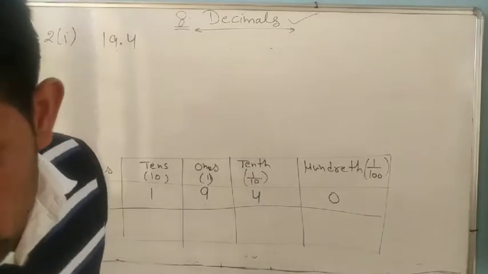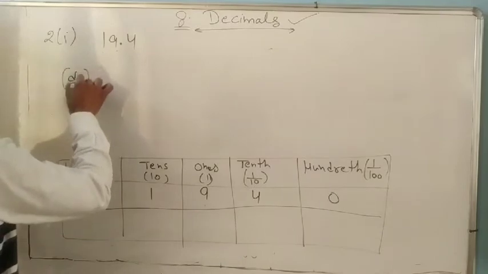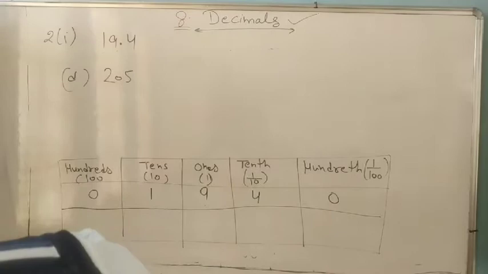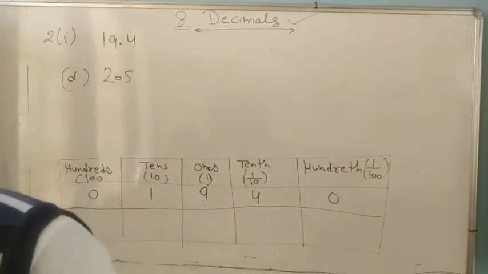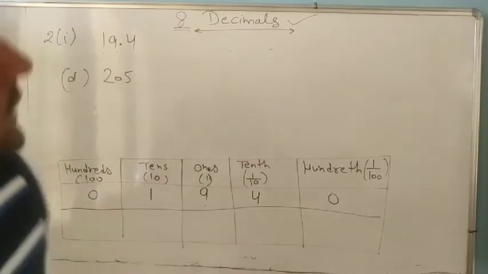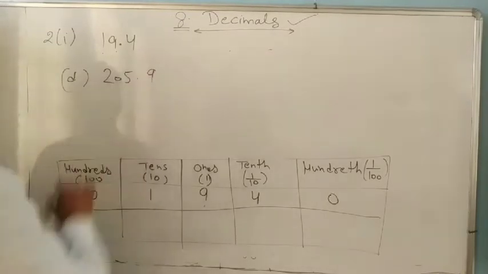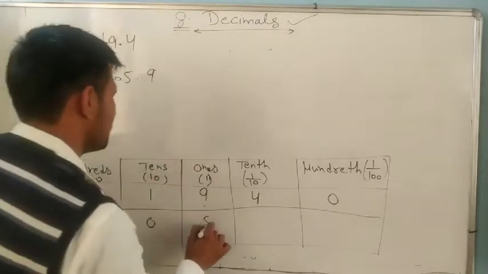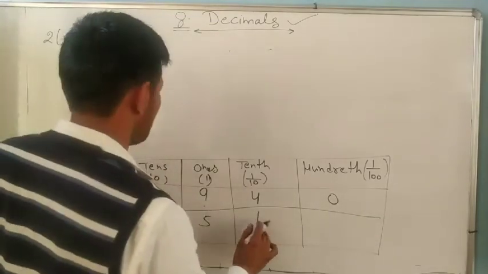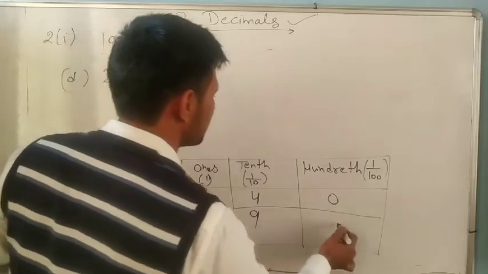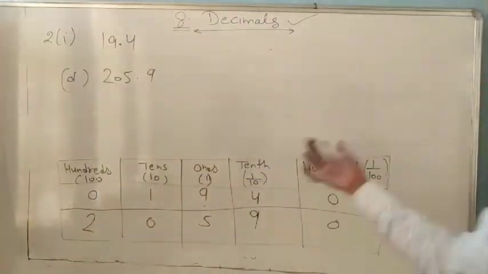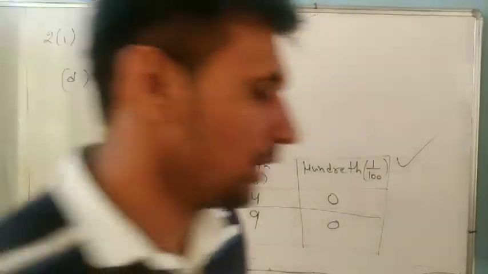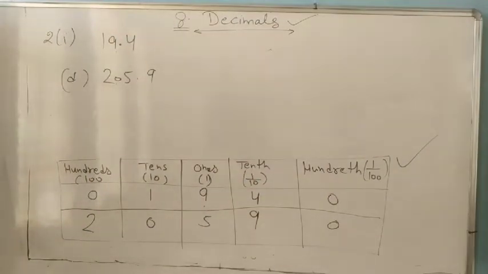And next is one more D part. 205 point, any number is given, 9 is given I think. One second. Yes, it is given 205.9. So we have to show 100 2, tens 0, ones 5. Now 10th is 9 and 100th not given. It is 0. You can write. So it is a place value table. So rest of the parts you will write yourself. Okay.